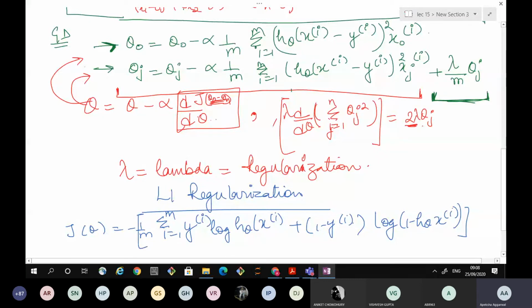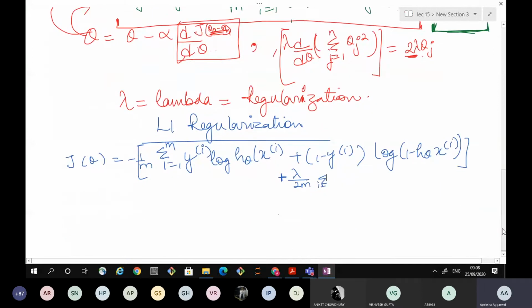What is the addition over here is you will just be adding plus lambda by 2m sigma i is equals to 1 to n theta j, instead of theta j square.